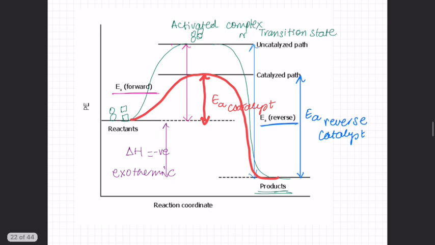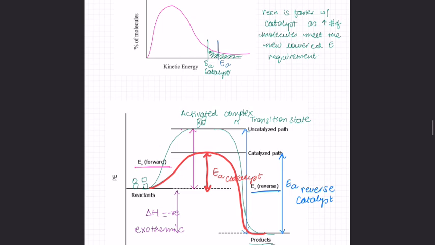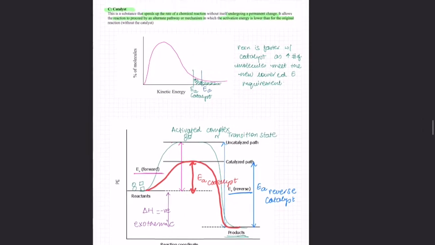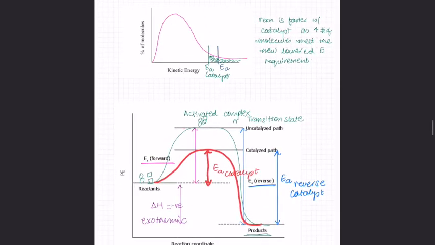To recap, we can show the effect of a catalyst in increasing the rate of a reaction on both graphs like this. On the Maxwell Boltzmann graph, you draw two vertical lines for activation energy. On the potential energy graph, you show an alternate pathway which shows a lower activation energy when using the catalyst.